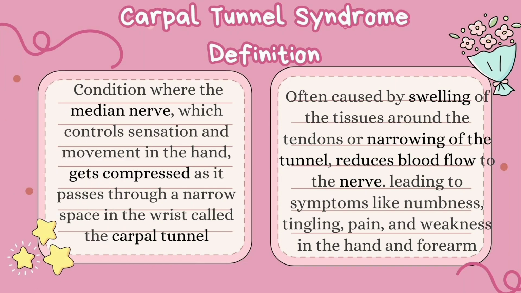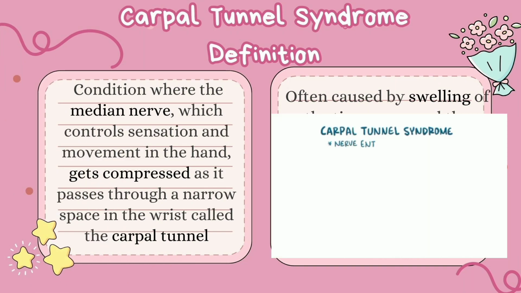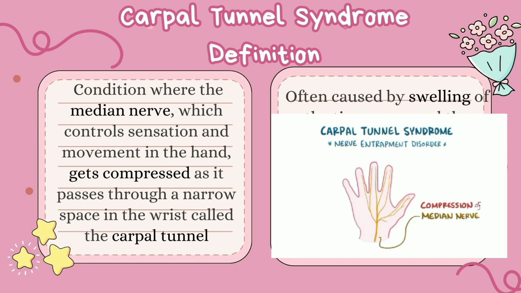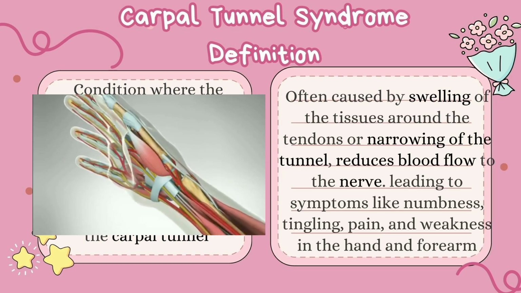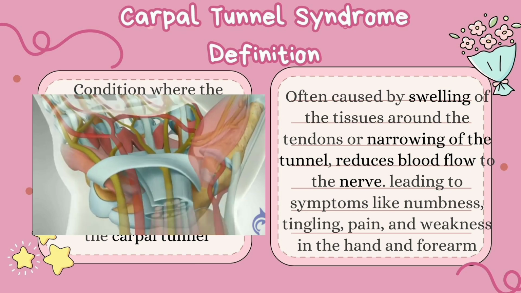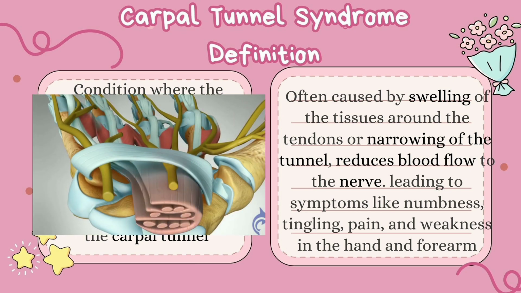Carpal tunnel syndrome occurs when the median nerve, which controls sensation and movement in the hand, gets compressed. This happens as the nerve passes through a narrow space in the wrist called the carpal tunnel. The condition is often caused by swelling of the tissue around the tendons in the tunnel or narrowing of the tunnel itself. This puts pressure on the median nerve and can even reduce blood flow to the area.